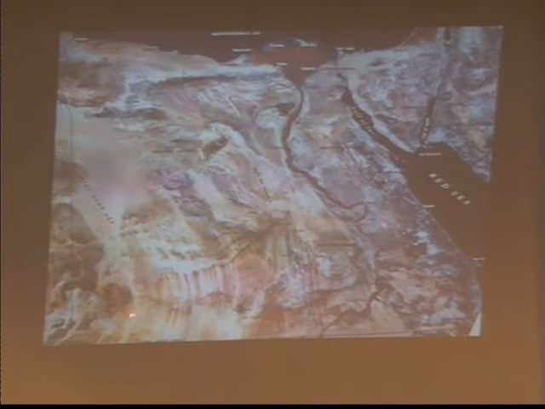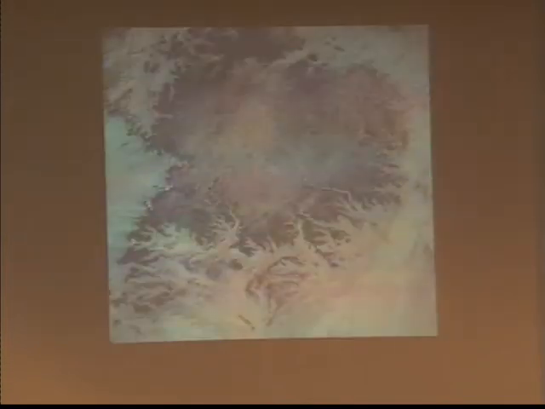I'm going to show you one here, right here, which is called the Gilf Kebir Plateau. This is just about the border between Egypt here, Sudan here, and Libya here. So near the border between Egypt, Libya, and Sudan, there you see the Gilf Kebir Plateau.